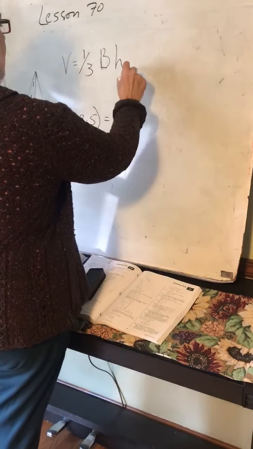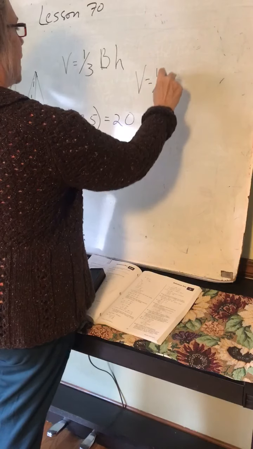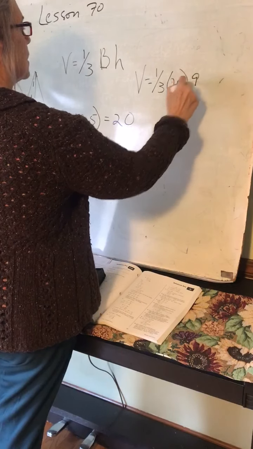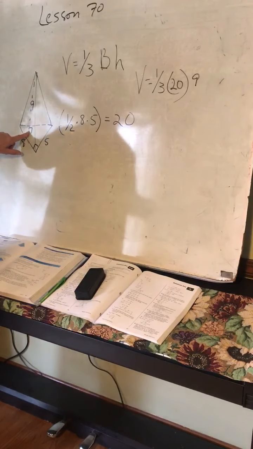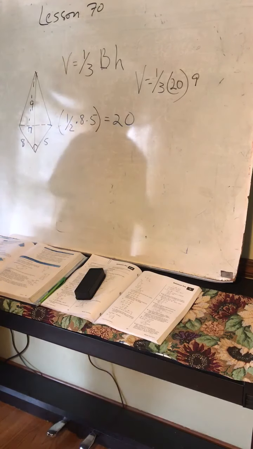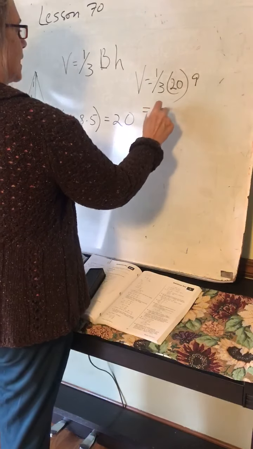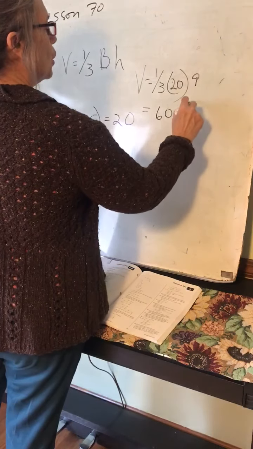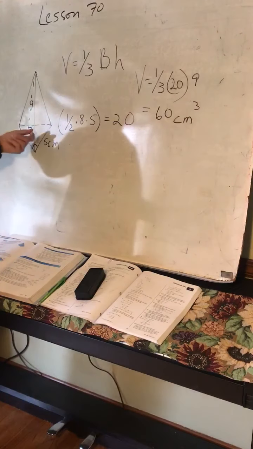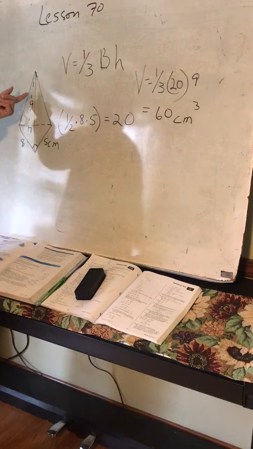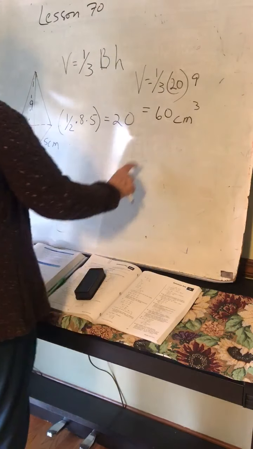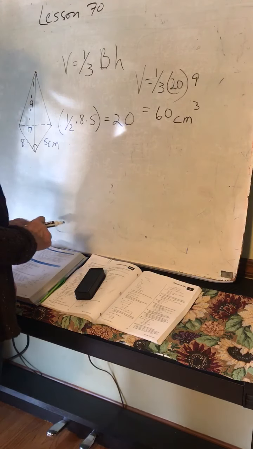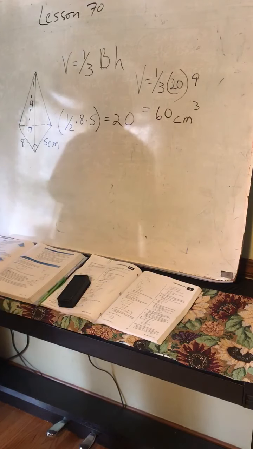Okay, and then the volume will be equal to 1/3 the base, which is 20, and the height, which is 9, and that's your perpendicular. That's your straight up and down altitude here. Okay, and that will equal 60. If this is, say, centimeters, it will be centimeters cubed. We use 3 dimensions. We use the area of the base, which uses 2, and then the third one is the height, and that is the volume of our pyramid. Okay, that concludes lesson 70, and you should be able to work the practice problems.